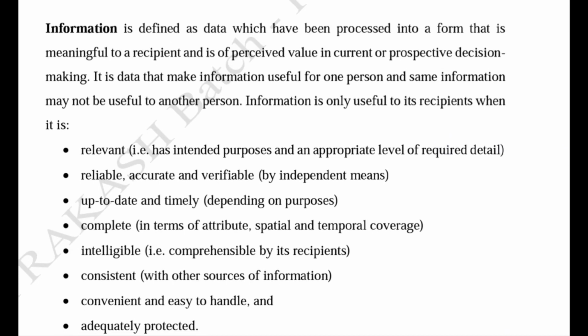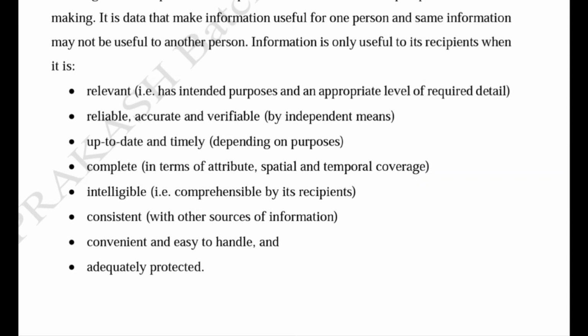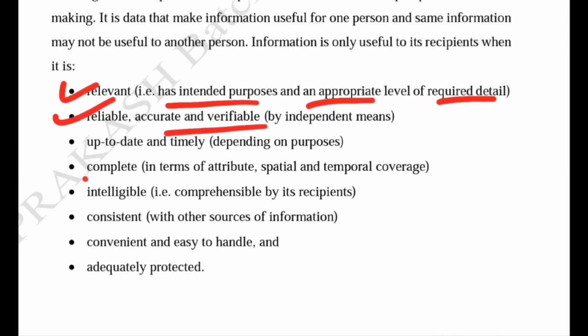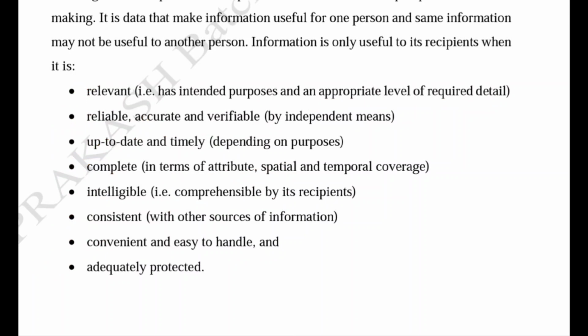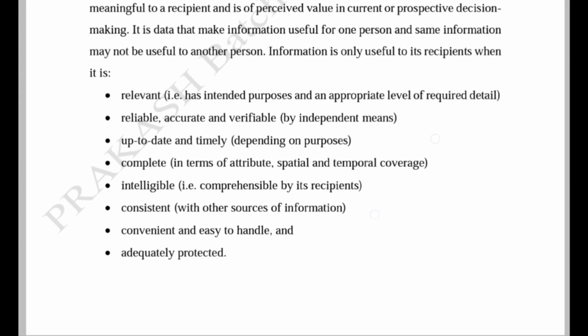Information is only useful to its recipients when it is relevant to the recipient. It has an intended purpose and an appropriate level of required detail for decision making. So it must be relevant, reliable, accurate and verifiable, up to date and timely. It should be complete. It should be intelligible, meaning comprehensible, and it must be consistent, convenient, easy to handle, and adequately protected. So we have to understand the concept of data and information, and the difference between them.